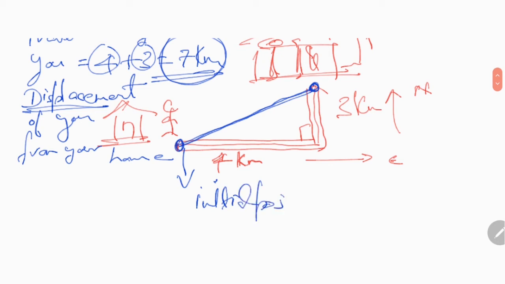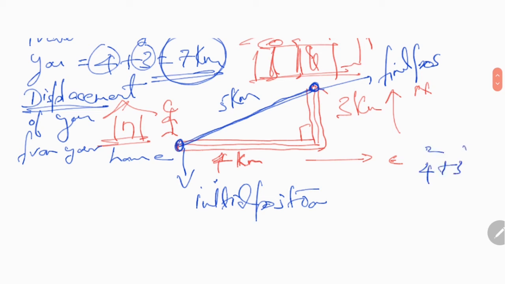This was your initial position, and this was your final position. So now if you see, by the application of simple Pythagoras theorem, we know that this distance from here to here will be 5 kilometers. Why is it like that? It is the square root of 4 squared plus 3 squared, that is equal to the square root of 25, that is equal to 5 kilometers, right? So now if you see, you have a displacement of 5 kilometers at an angle theta.